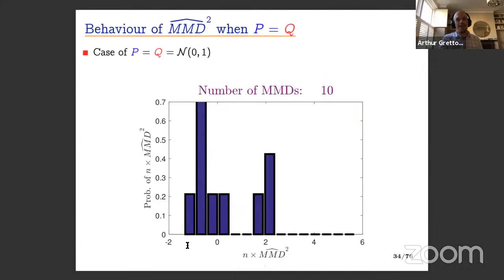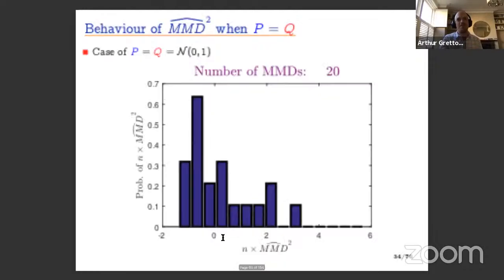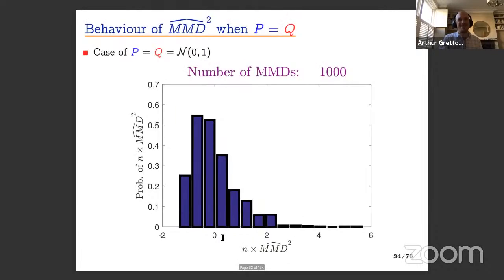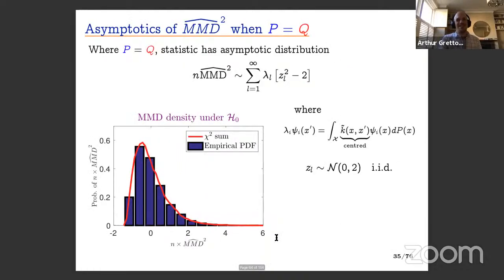So this is why I'm seeing a few of these empirical MMDs less than 0, a few of them above 0, but the mean is going to be 0. Okay, let's get 20, 50, 100, 1000. Now, unfortunately, this is not looking like a Gaussian. And indeed, it's not a Gaussian. The asymptotic distribution of the maximum mean discrepancy when P and Q are the same is actually an infinite weighted sum of chi-squareds. And this is multiplying by n here rather than square root of n.